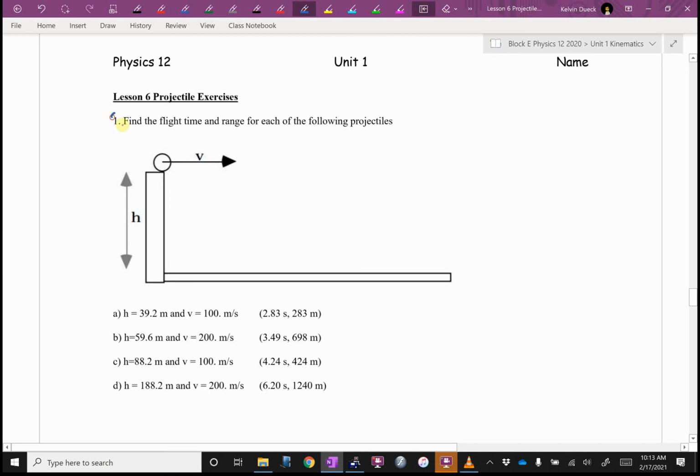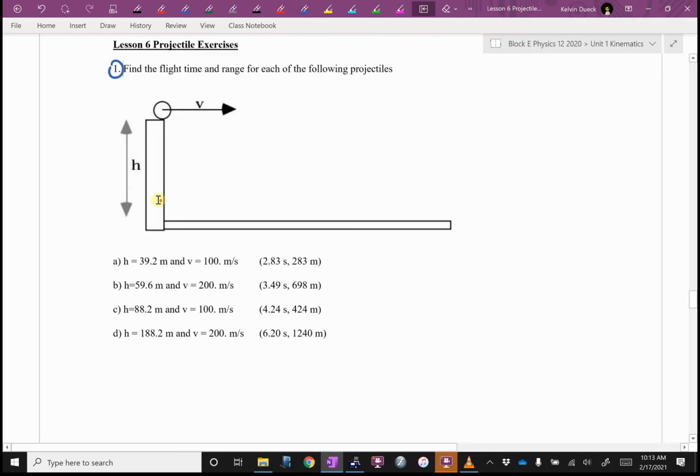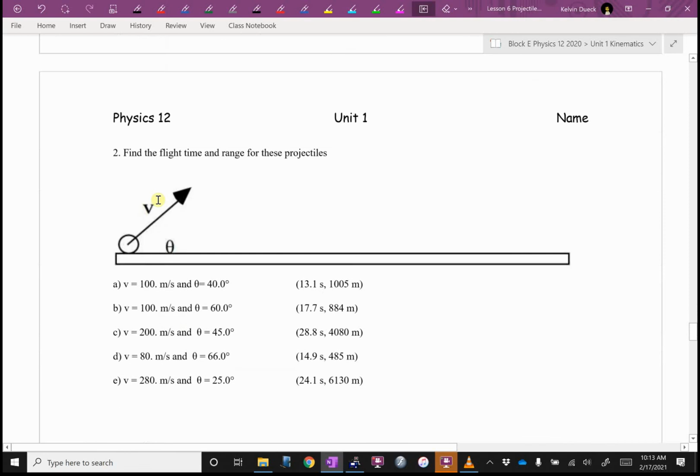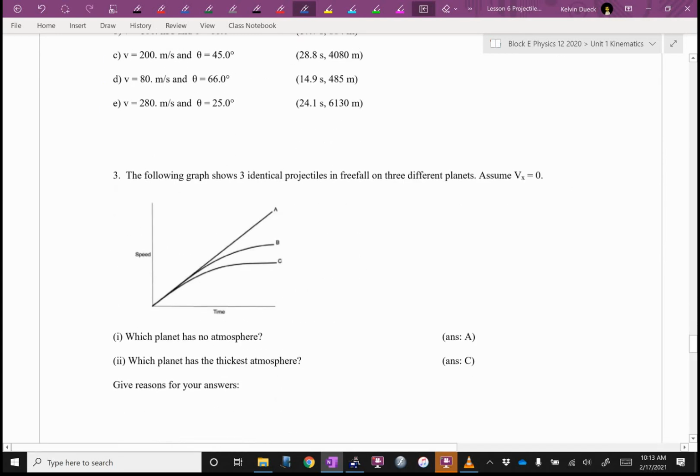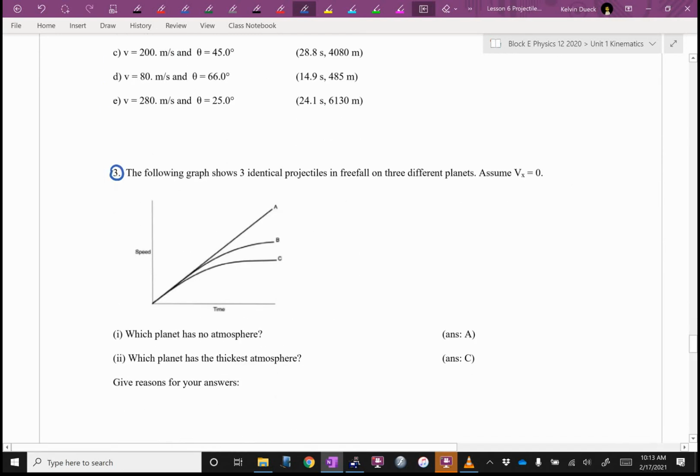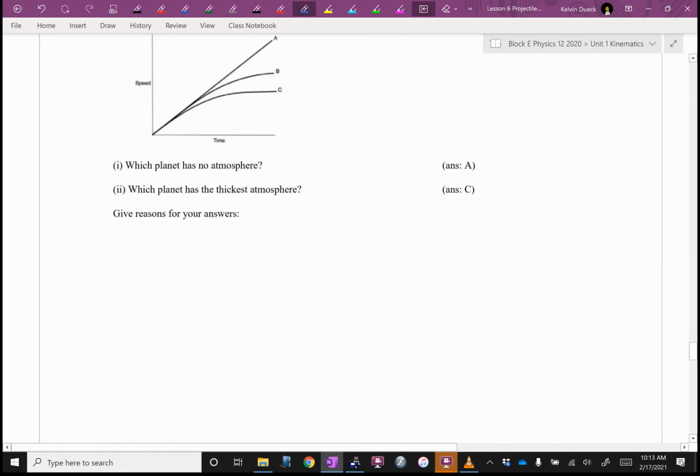So your homework, number one. Here are 4 different projectiles being launched horizontally from a cliff with a different height and a different V initial. Number 2, here are 5 different projectiles being launched at an angle from the ground. Number 3, here's a little bit of a thought puzzle for you. See how much you remember about free fall.